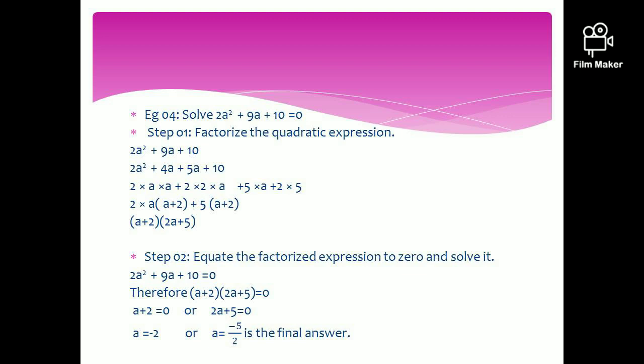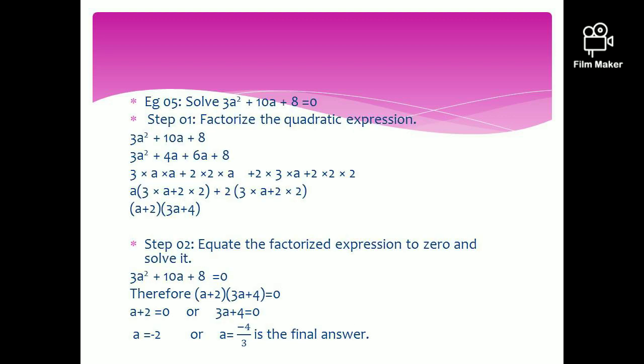Hopefully you can understand this question. In this example, they expect us to solve 3a squared plus 10a plus 8. Initially, multiply 3 into 8, which is 24. Find the factors of 24 whose sum equals 10. Then you can split 3a squared plus 10a plus 8 into 3a squared plus 4a plus 6a plus 8.